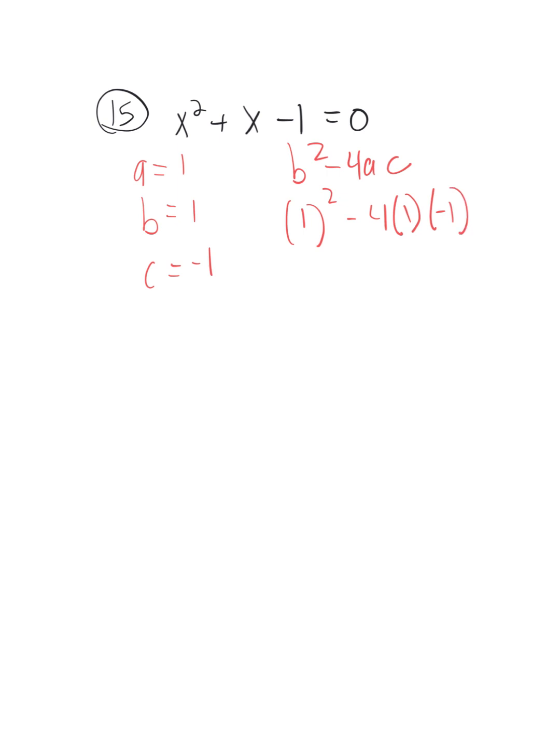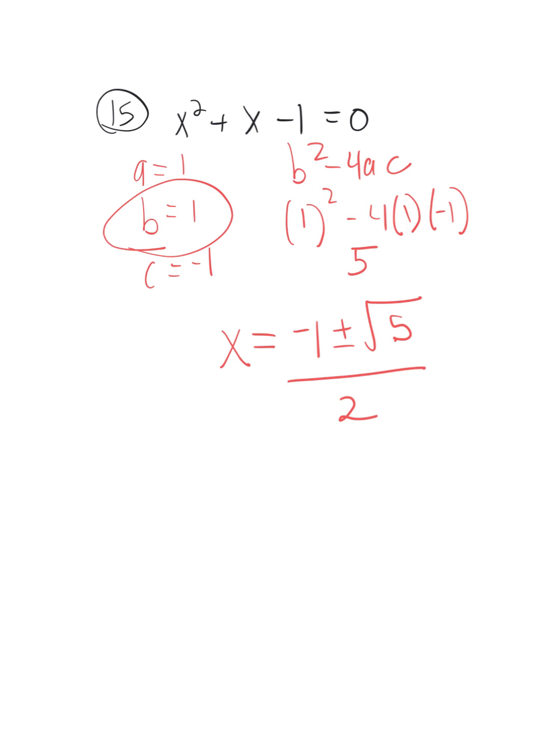And let me plug that into my calculator. So I've got 1 squared minus 4 times 1 times a negative 1. That's going to give us a discriminant number of 5, which is positive, tells us keep going. There's going to be two solutions. So I'm going to do x equals the opposite of b, plus or minus the square root of the discriminant, divided by 2 times a. And now I'm going to go to my calculator to get my two answers.